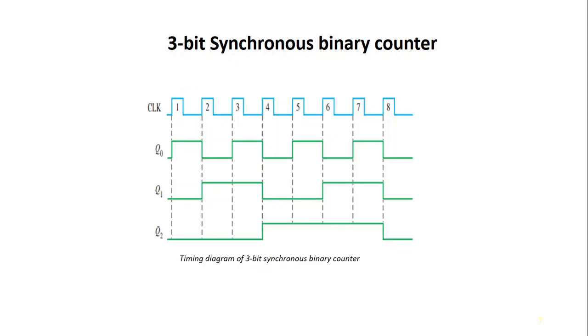This shows the 3-bit synchronous binary counter's timing diagram. Here is the clock cycle, and the Q0, Q1 and Q2 outputs of the flip-flops. Q0 output changes its state at the beginning of each clock pulse, as seen in the diagram. Q1 changes its state at clock pulse 2, 4, 6, 8 and so on. Q2 changes its state at the 4th clock pulse and 8th clock pulse and so on.